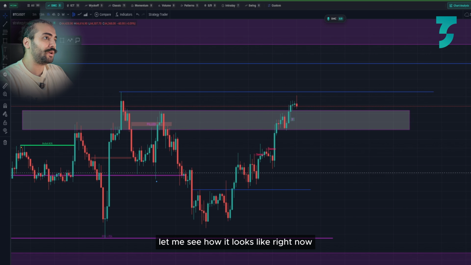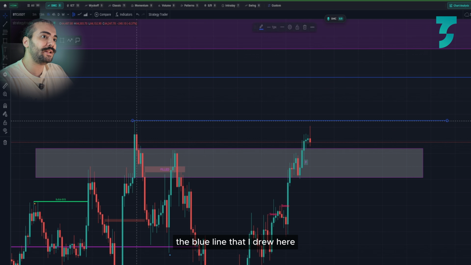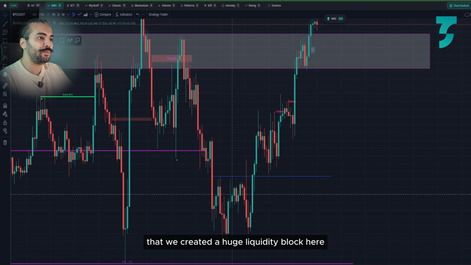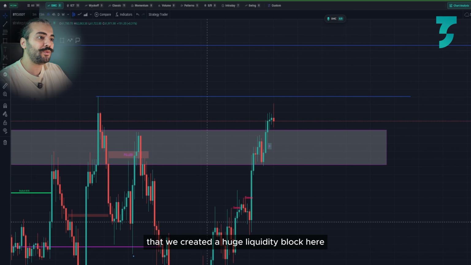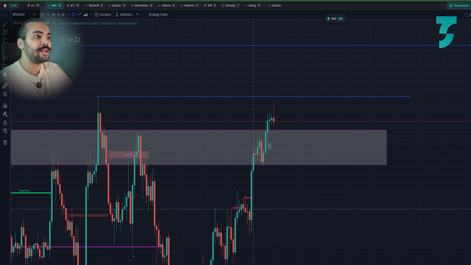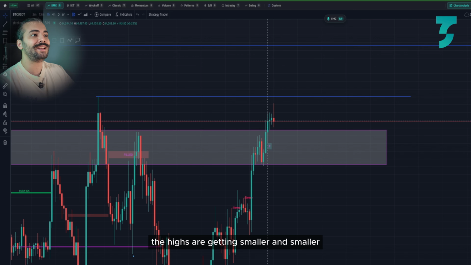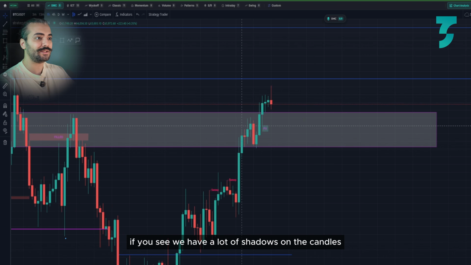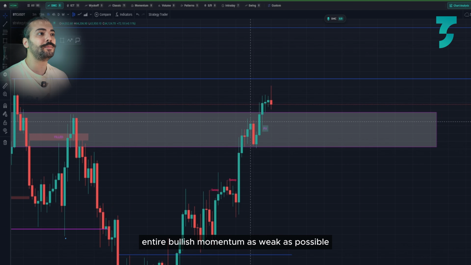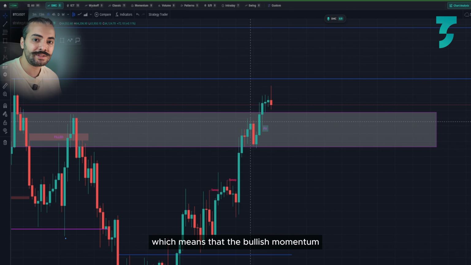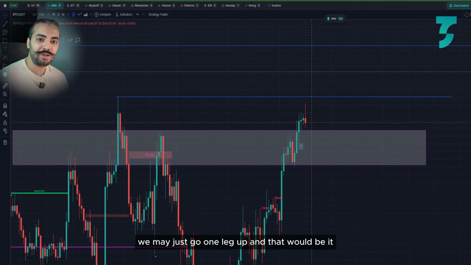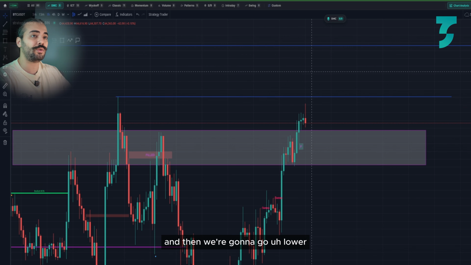Let me see how it looks right now. So on this liquidity side, the blue line that I drew here, we still haven't broken it. And from here we created a huge liquidity block. Here we created another accumulation zone, and then from here the highs are getting smaller and smaller. If you see, we have a lot of shadows on the candles that are making the entire bullish momentum as weak as possible, which means that the bullish momentum, at least for today, might be over. Or even if we want to go higher, we may just go one leg up and that would be it. And then we're going to go lower from here.